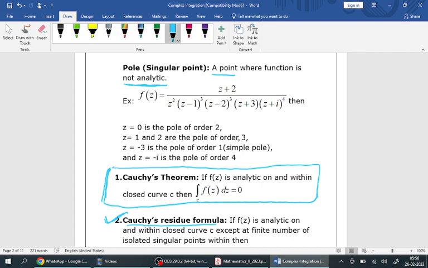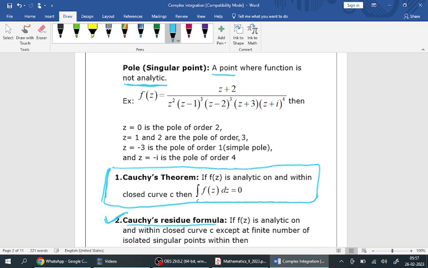So here is one example. f of z is (z plus 2) upon z square, (z minus 1) cube, (z minus 2) cube, (z plus 3), (z plus i) raised to 4. Now this function has a number of poles, and how do we get the poles of a function? Just equate the denominator of the function to 0, and we get a pole. First we get z equal to 0, that is the first point, and that is a pole of order 2. What is the order? Order is nothing but how many times that factor is repeated in the denominator. So obviously z equal to 0 is repeated twice, so z equal to 0 is a pole of order 2.